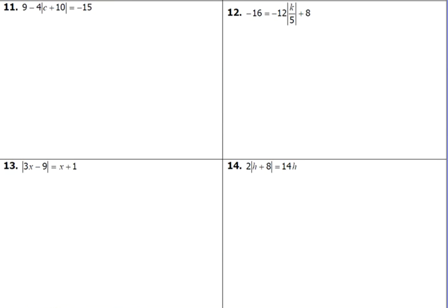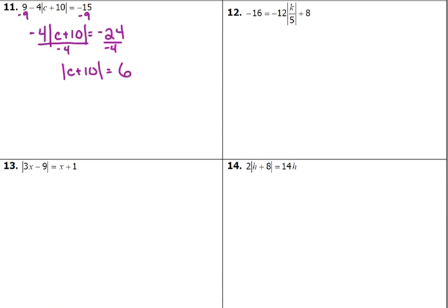So instead, we need to start by subtracting the 9 from both sides. That is step number 1. Subtract the 9 from both sides. So we've got negative 4 times the absolute value of c plus 10 is equal to negative 24. Then we divide both sides by negative 4. So it took us 2 steps to get us there, but that is step number 1 in our steps.